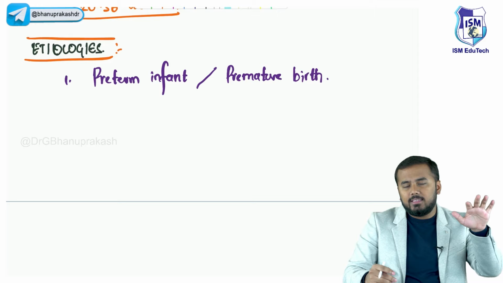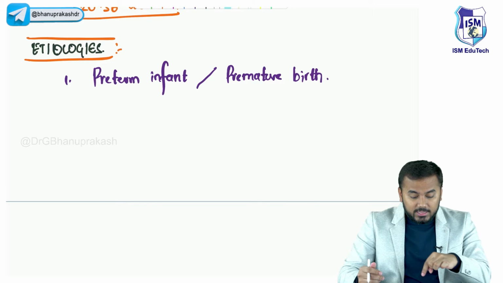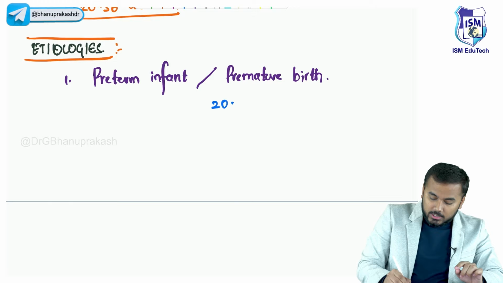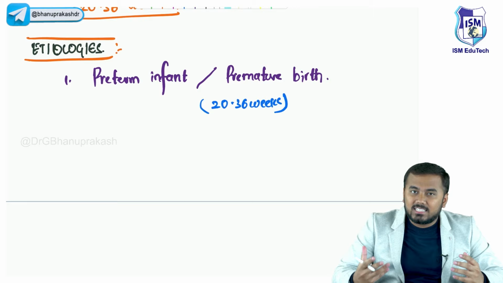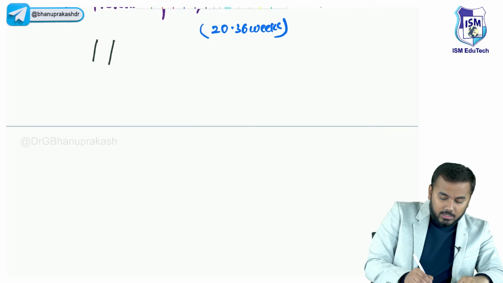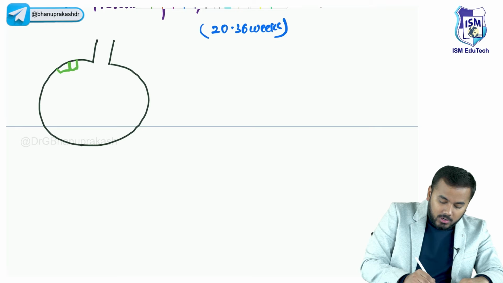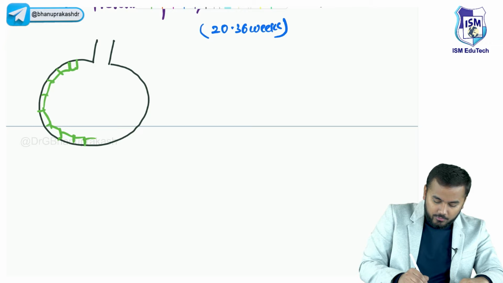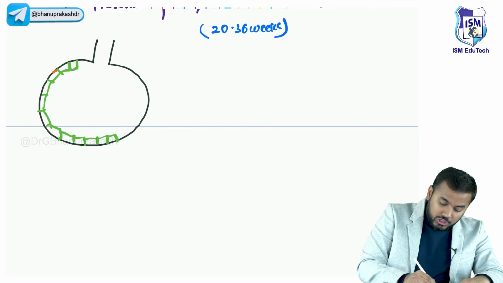The reason is, during this time of about 20 to 36 weeks, the surfactant is not properly synthesized. All of you know this basic concept: if this is an alveolus, inside it we have alveolar cells, also called pneumocytes. Now out of all these pneumocytes, there are some special types of pneumocytes.